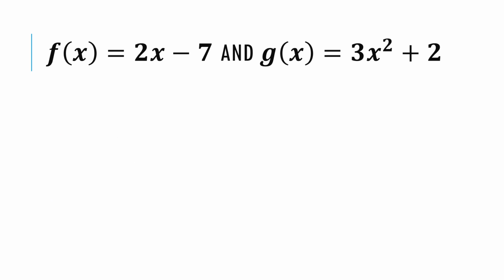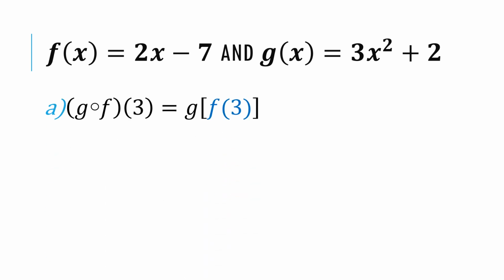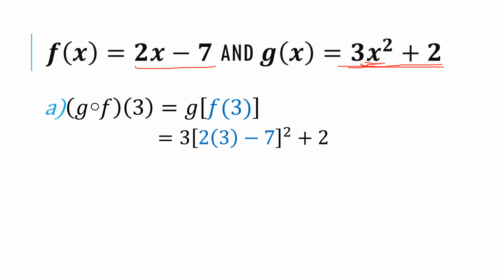Now, isa-isahin ko na yung mga solutions sa mga problems na given a while ago. Letter A, g circle f of 3. Now, g circle f of 3 is just equal to g of f of 3. Madali lang. Kinopya ko yung g, but instead of writing x, ang ginawa ko sa x is itong 2x minus 7, but instead of writing x dito sa f of x, ginawa ko siyang 3 kasi ito yung nasa loob.